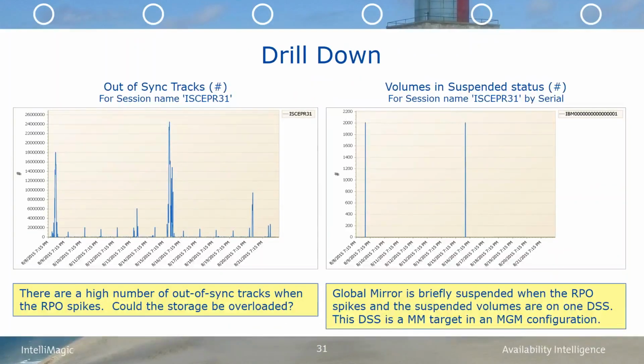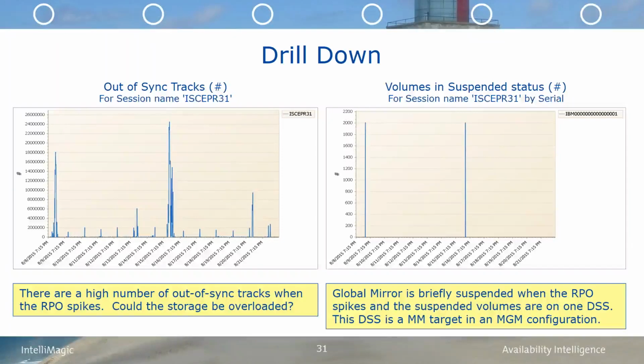From here we can do some drill downs. We can look at more than just the RPO. We can look at how many out-of-sync tracks we have in the session, and we see that the out-of-sync tracks correspond to those RPO spikes. So maybe the storage is overloaded. Maybe there's some issue in the infrastructure that is contributing to this out-of-sync track situation. Indeed, we can drill down further and see, are there any volumes being suspended? And we do see them being suspended on one of the storage systems.